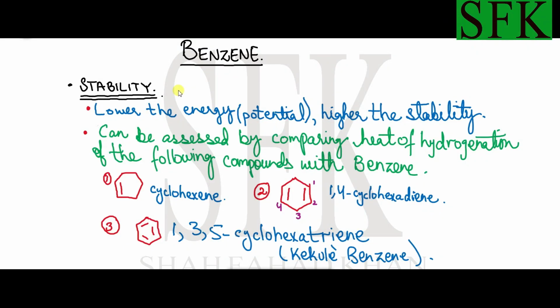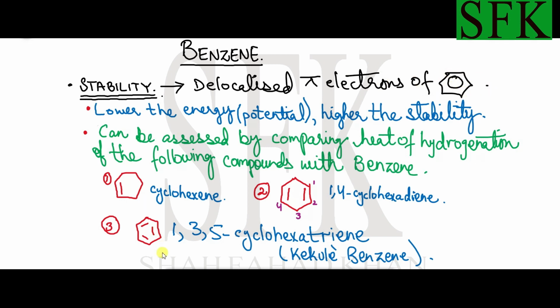In this video, we're going to talk about the stability of benzene. The stability of benzene is mainly due to the delocalized pi electrons of benzene. This is a very important topic with respect to the A-level syllabus because many questions have been asked in past year papers. Delocalized pi electrons of benzene. This delocalized electron cloud is basically the reason behind the properties of benzene which are different from normal alkenes.